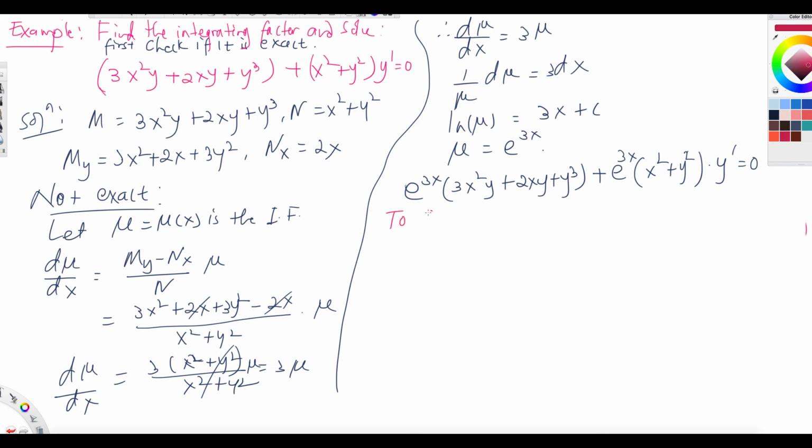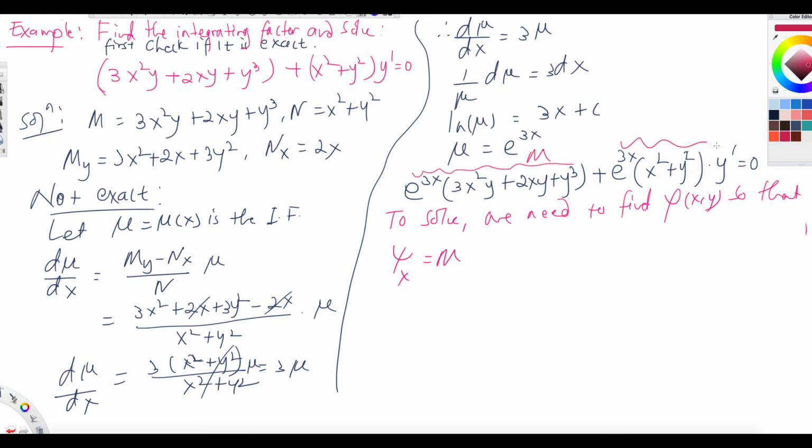To solve, we need to find psi of x, y, so that psi sub x equals m. What is the m? The new m. This is the new m, and this is the new n. Okay, and then psi sub y equals n, the new one. So if you want, you can just put a little hat there, just to mention that this is the new one. Okay, so what is psi sub x equal to? What is m then?